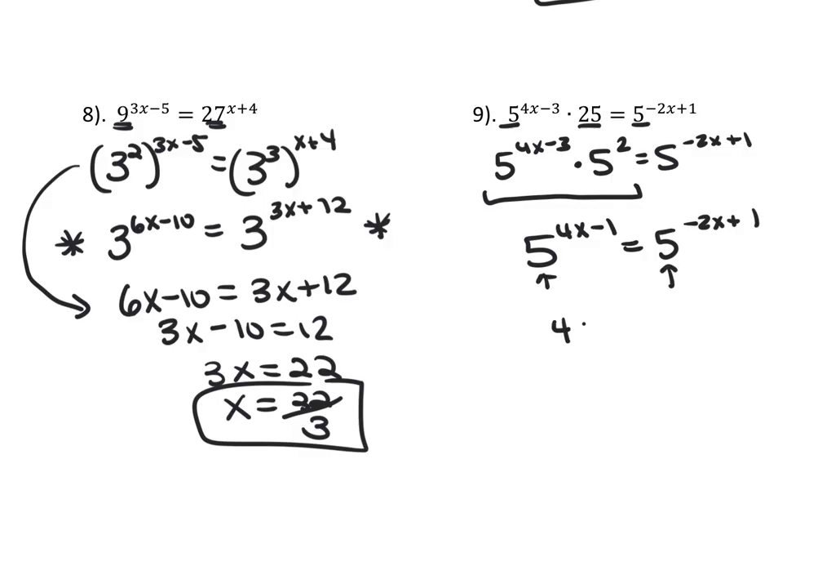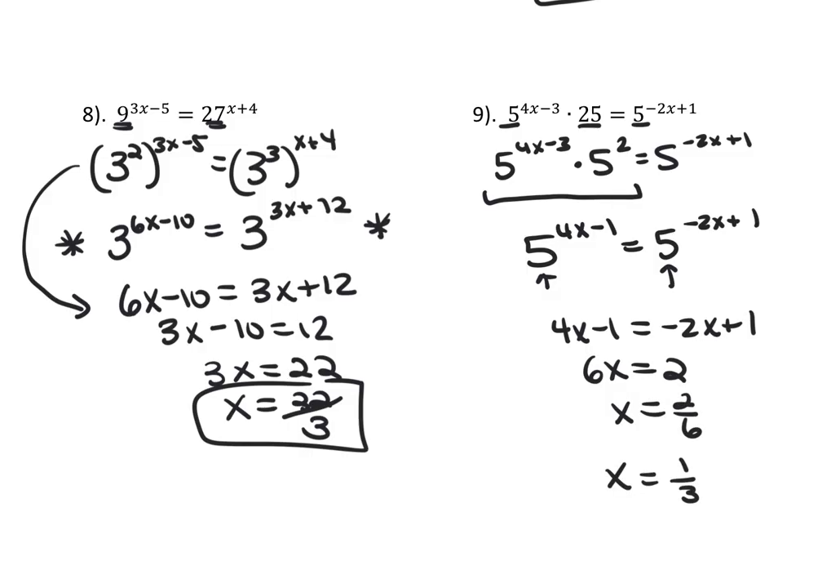So drop the base and set the exponents equal to each other. Add the 2x to the left to get 6x. Add the 1 to the right to get 2. And divide both sides by 6. In this case, 2 over 6 is something that can be reduced, and I would expect that you do that. So we'll get x equals 1/3.